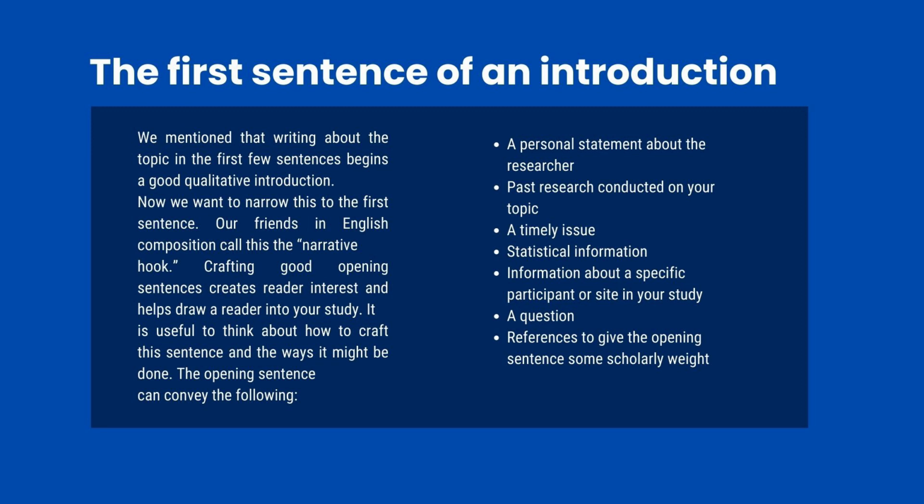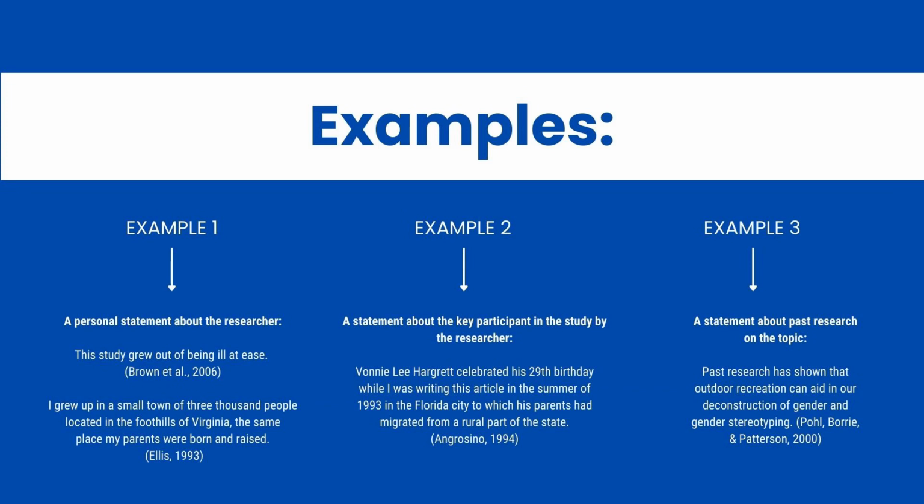The opening sentence can convey the following: a personal statement about the researcher, past research conducted on your topic, a timely issue, statistical information about a specific participant or site in your study, a question, or references to give the opening sentence some scholarly weight. Here we can see several examples. Example 1, a personal statement about the researcher. Example 2, a statement about the key participant in the study by the researcher. Example 3, a statement about the past research on the topic.